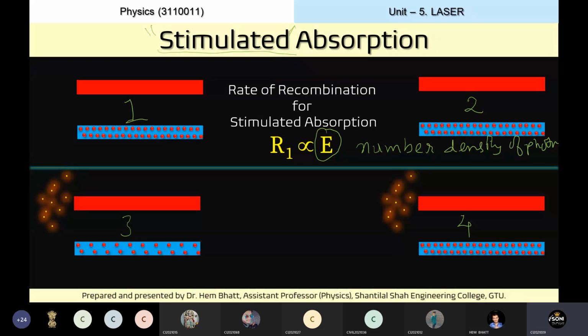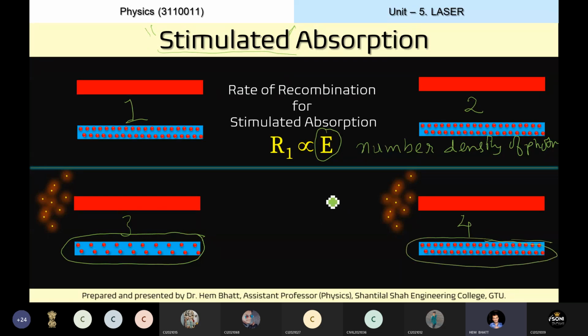There is a difference in the amount of electrons in the ground state. Very good. In third figure, you have some amount of electron in ground state. In fourth situation, that number is more.